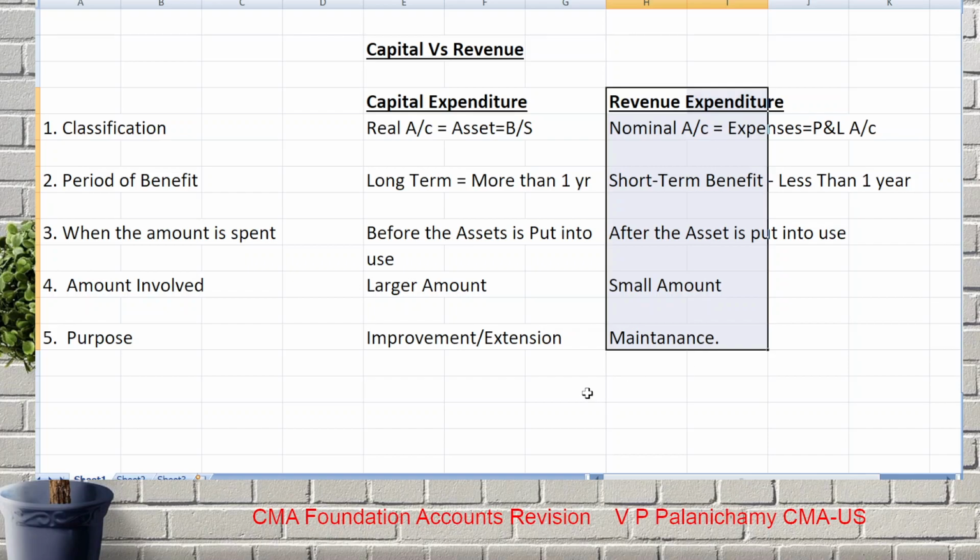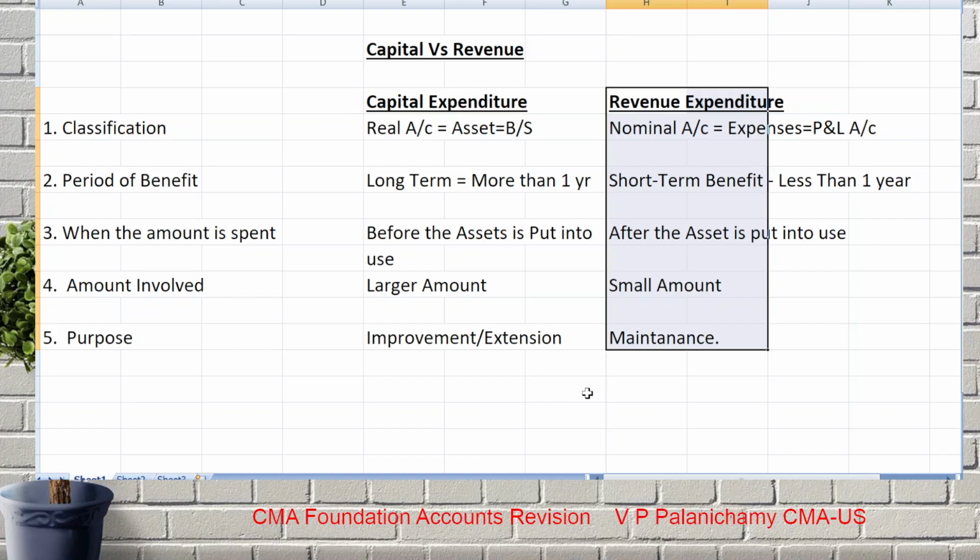Final accounts also. Normal final accounts also. For example, we purchase goods for selling. For example, I am dealing in books, or CMA scanners, purchase and sell. I buy scanners. I purchase the goods for sale. Short-term benefit or long-term benefit? Short-term benefit. So revenue expenditure.